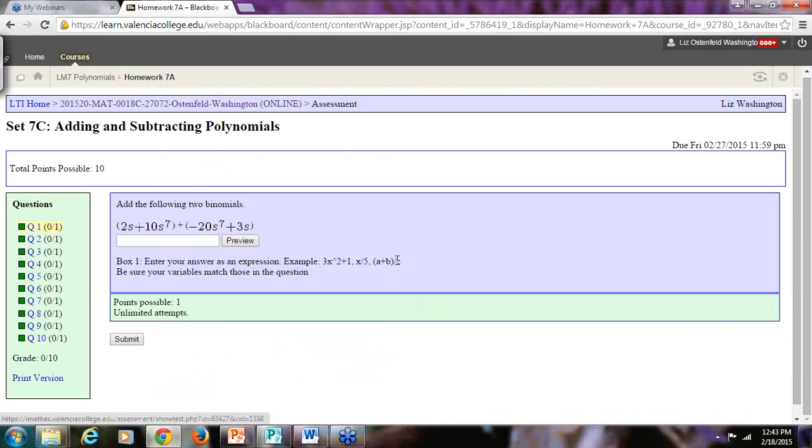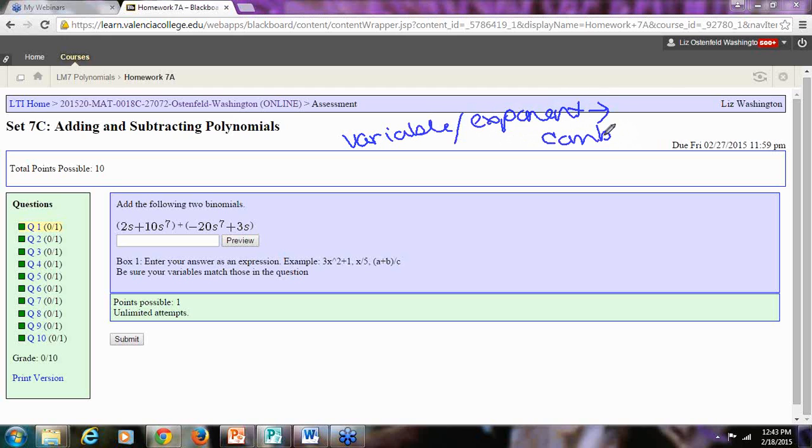Alright. Adding and subtracting polynomials. This is nothing more than combining like terms. I've mentioned that phrase a couple times. Like terms means it has the same exact variable, with the same exact exponent. If those two things match, you can go ahead and combine the coefficients, which is the numbers in front of the variable. So for instance, 2s plus 3s give me 5s because they have the same exact variable and their variables happen to have the same exact exponent.